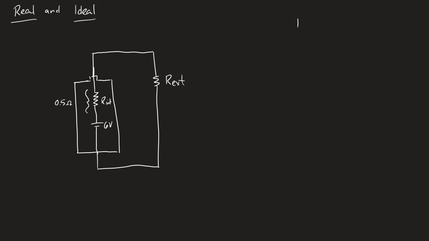So here's what I'd like you to do. Let's assume that our external resistance starts at 100 ohms, then is 10 ohms, then is 5 ohms, 2 ohms, and 1 ohm. What I want to do is show what our measured or predicted voltage would be under all of these circumstances.